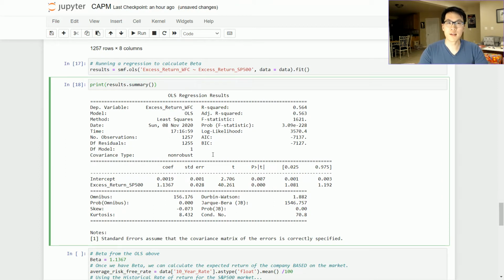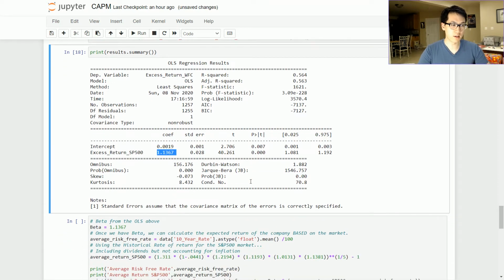Also note that I did a video on linear regression, so make sure you check that out. I'll go more in depth as to what all these other statistics mean, but for this particular video, we will just be focusing on the coefficient, and that is essentially our beta term right here.